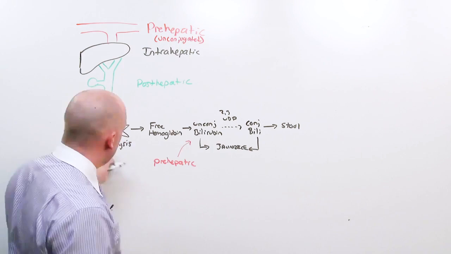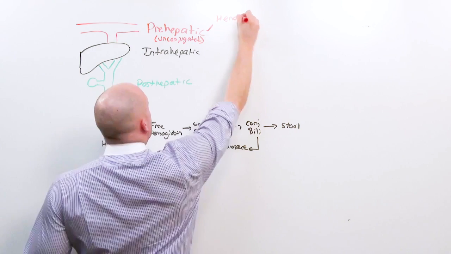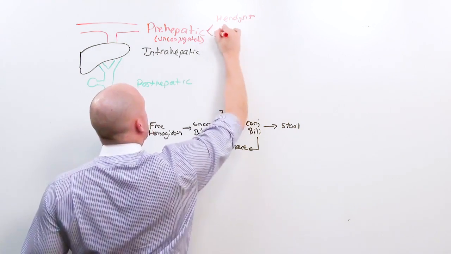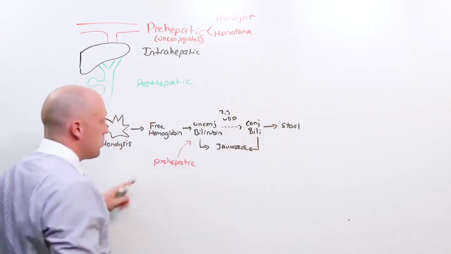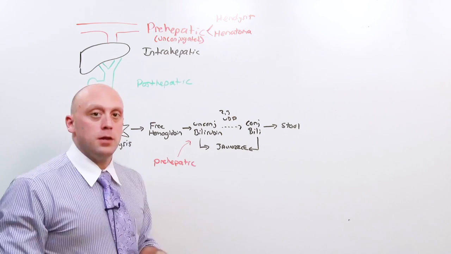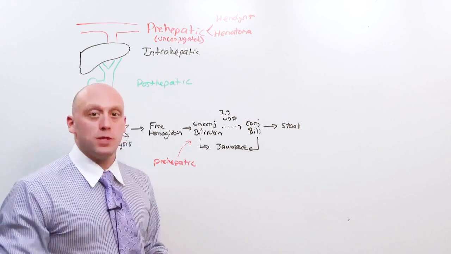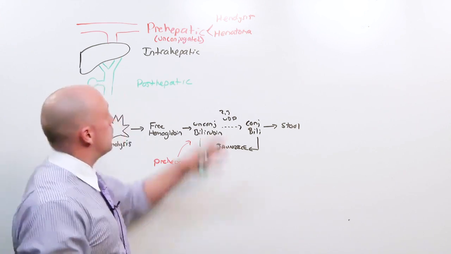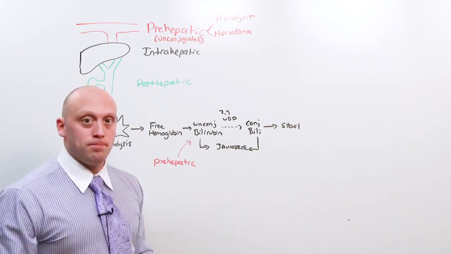Things that do that, as we said, are hemolysis, but also reabsorption of a hematoma. So if you see an elevated bilirubin, and most of it is unconjugated, that is, the direct bilirubin is low, then you know you have prehepatic jaundice and you look for hemolysis or hematoma being reabsorbed.